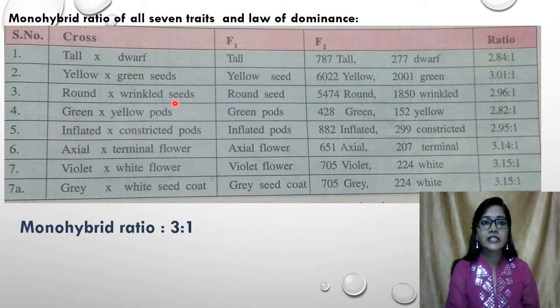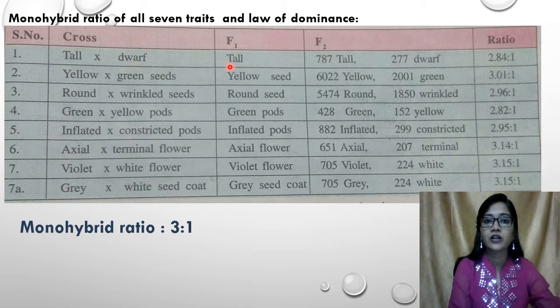Moving to the next slide, see how he crossed the different 7 traits. And he got the same result, that is monohybrid ratio. Tall and dwarf, as I have already explained: F1 tall plant, in F2 he got tall in many number, and the ratio is 3:1. The approximate ratio is shown here.